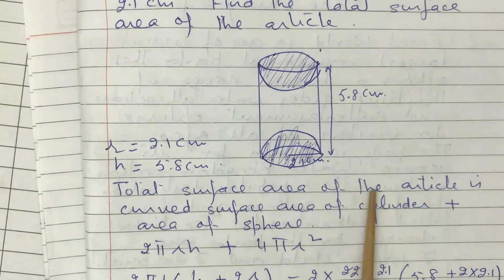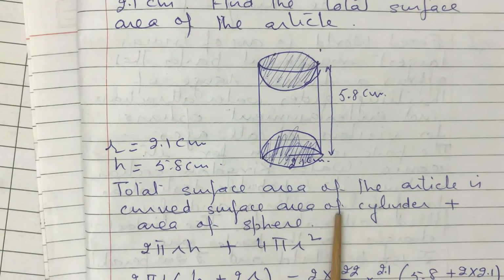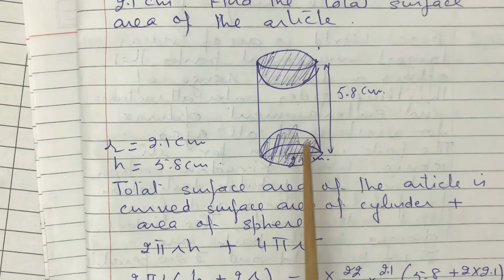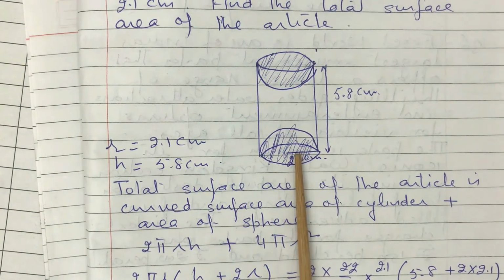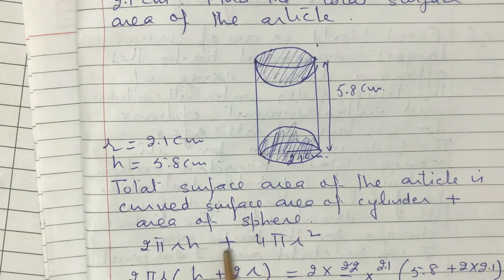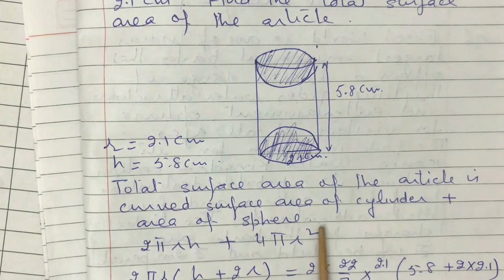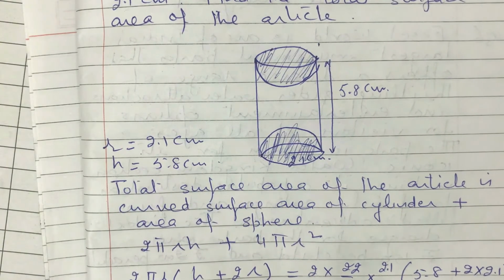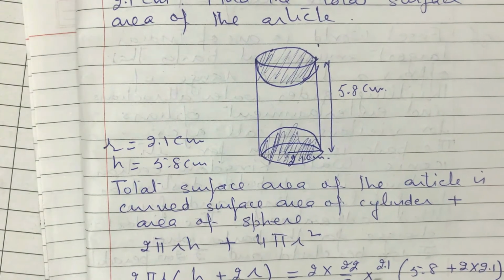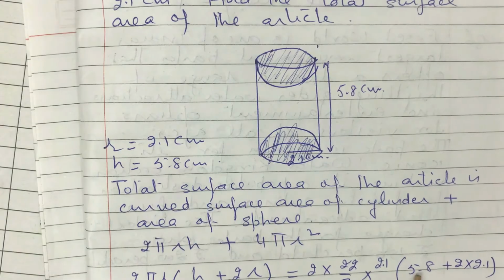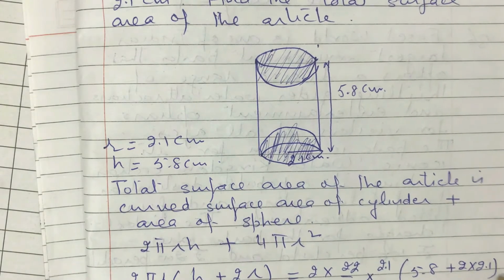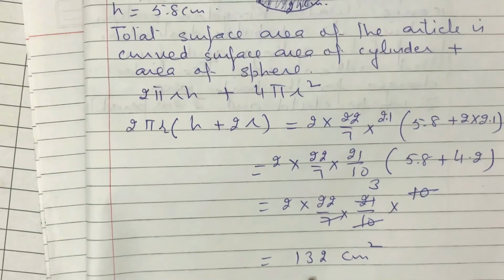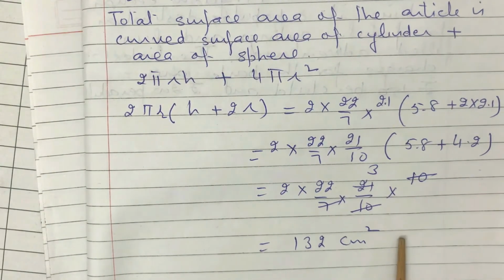Now total surface area of the article is curved surface area of the cylinder plus area of the sphere, because if we join these two hemispheres, it will become one sphere, that is 2 pi RH plus 4 pi R square. Now take 2 pi R common, H plus 2R in the bracket, you will have 2 into 22 by 7 into 2.1. In the bracket you will have 5.8 plus 2 into 2.1. So after solving this, you will get 132 square centimeter.